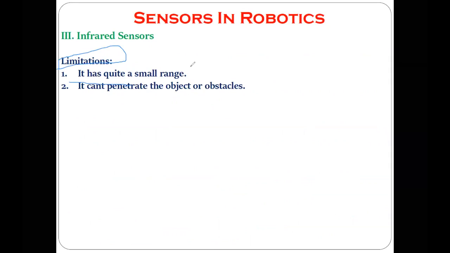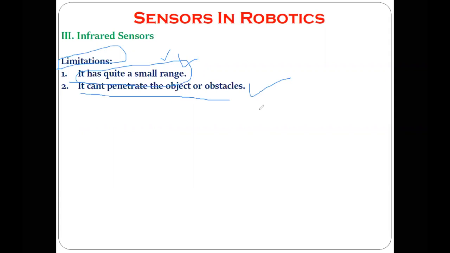It has quite a small range. Yes or no? If you try to operate the TV remote control from a longer distance, do the channels change? You must have experienced these things. Do the channels change? No. So, as I have mentioned, it has quite a small range and it cannot penetrate the object or the obstacle also.